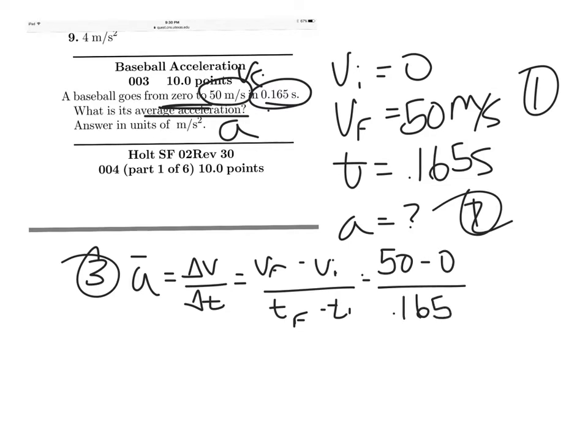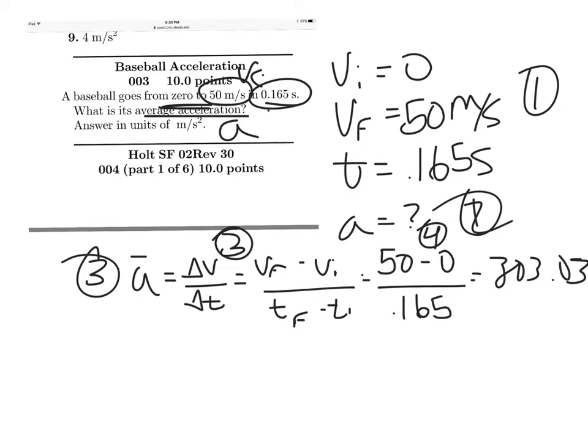So guess what? Just for doing this right here, you got a point for putting in the equation. So here's your third point. Your fourth point for substituting in the correct things. Your calculator does this part. So you don't even have to guess anymore. So it's 50 minus 0 is 50, divided by 0.165, and we end up with 303.03, but you have to make sure to have the unit.